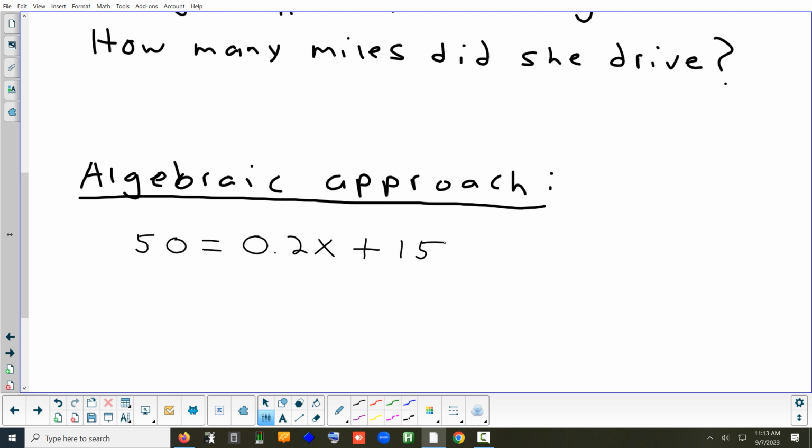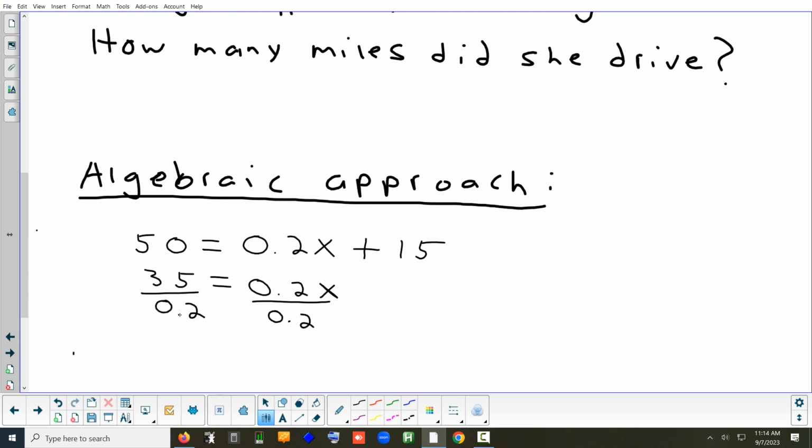What would be my first step to get x by itself? Ethan, yep. Subtract 15 from both sides. Okay, so we subtract 15 from both sides. That leads us to that step. And what would we do? This is the last step now. Yeah, Zach? Would you divide by both sides? Yeah, we're going to divide both sides by 0.2.